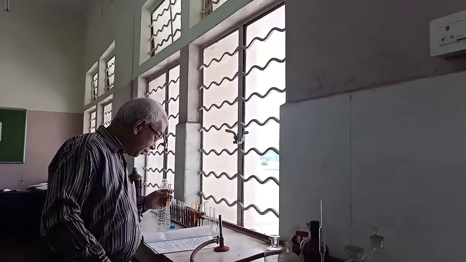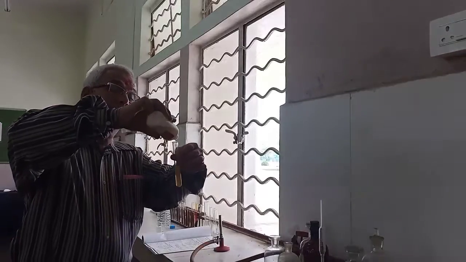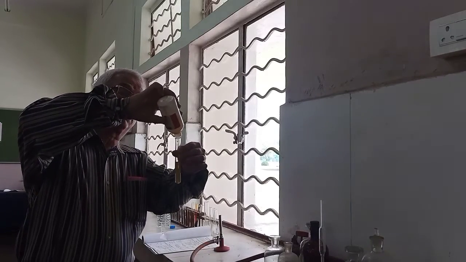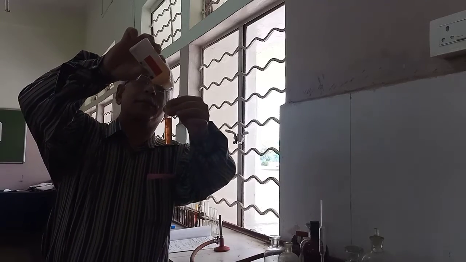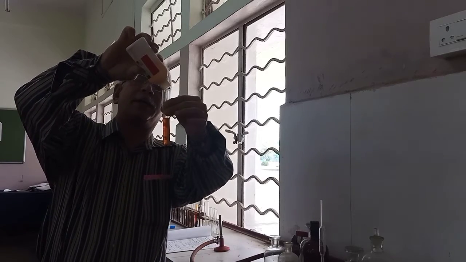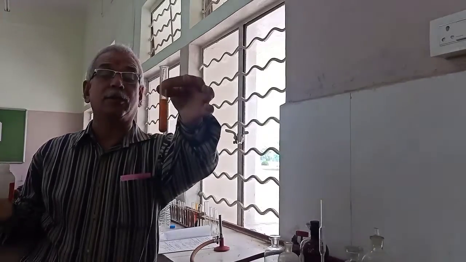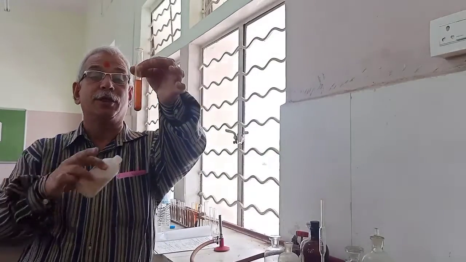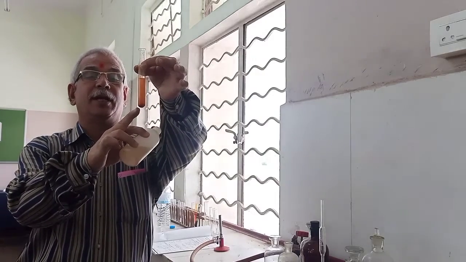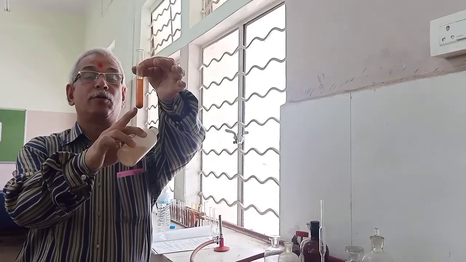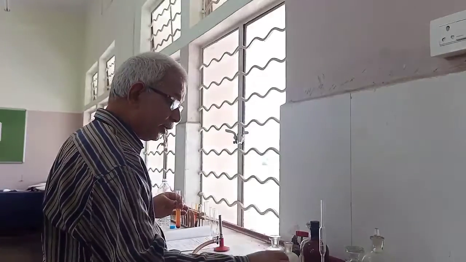So let us see after adding the Nessler's reagent. A few more drops. See, a brown colored precipitate forms due to the complex formation. At the bottom you can clearly see the brown precipitate, a brown powder is formed here. That indicates this is ammonia.